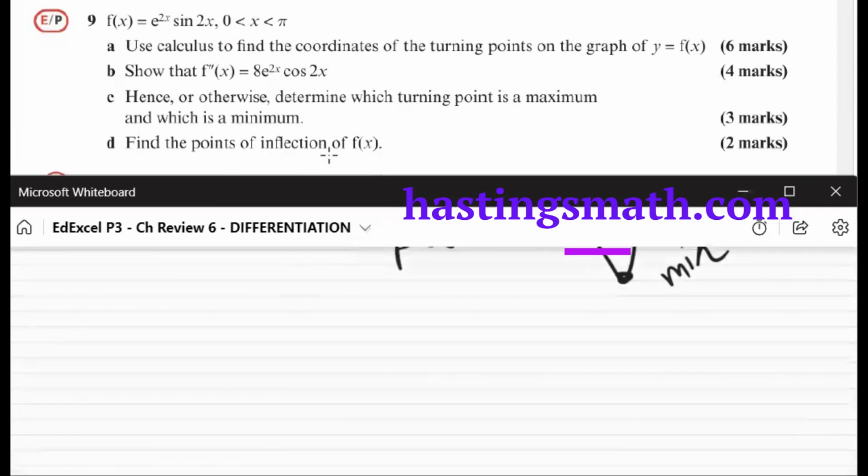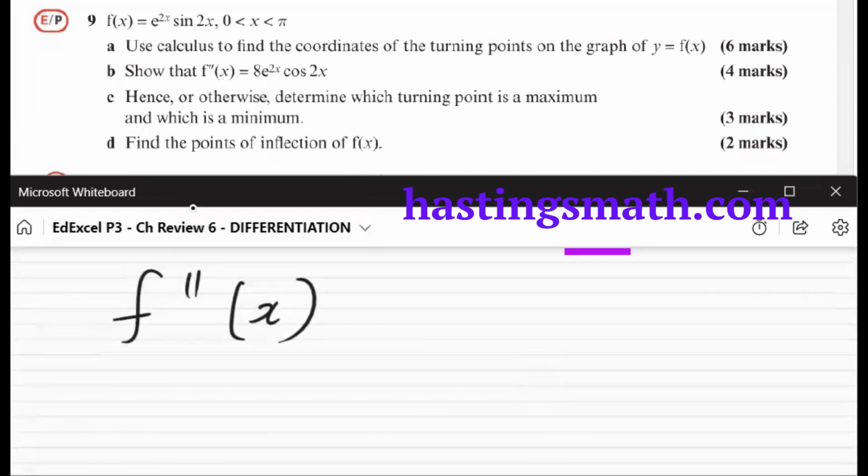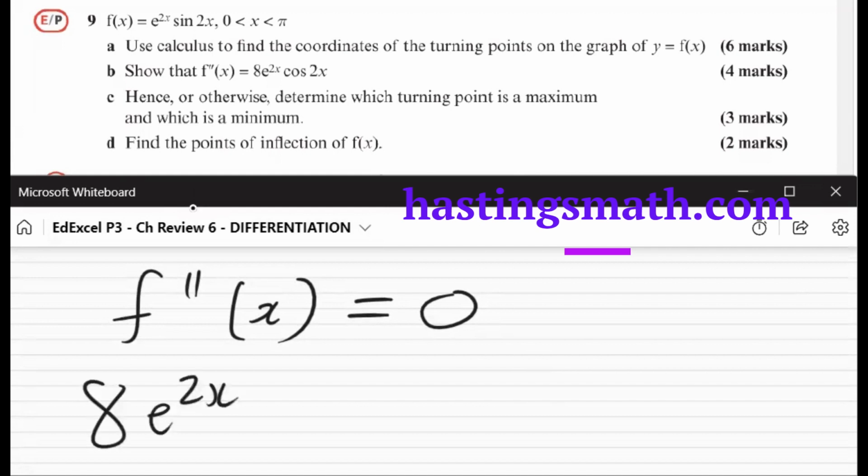Question D asks for the point of inflection. So what do we have to prove for the points of inflection? We've already got our f double dash of x, our second derivative, so we can make use of it. For 2 marks, at the point of inflection, our second derivative is equal to 0. So we had our second derivative as 8 e^2x cos 2x, and we equate that to 0 and simplify.